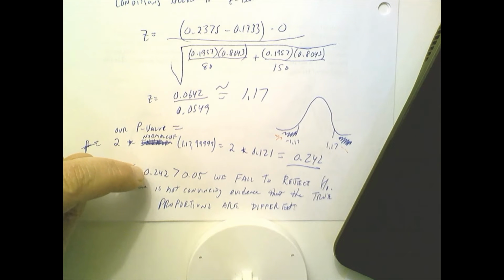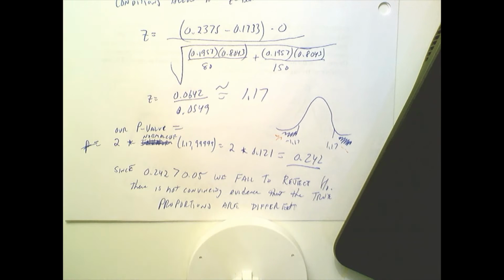Since my p-value is much greater than my alpha level, I'm going to fail to reject the null hypothesis here. There's not convincing evidence that the true proportions are different for these 2 populations. So that's working through one of these problems in a nutshell.